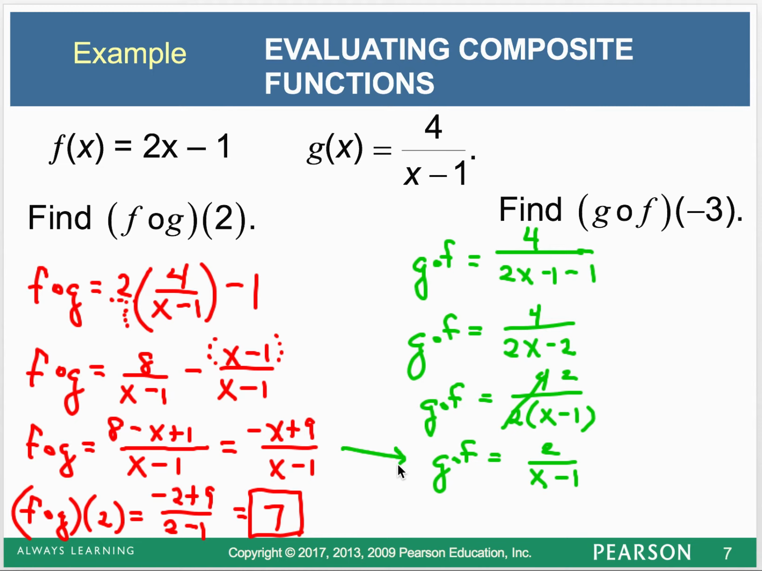Notice f of g and g of f are nowhere close to the same thing. So I've got to be careful about my order. Start with f, put g in. Start with g, put f in. But this question actually asks us to find g of f of negative 3. So I would have 2 over negative 3 minus 1, or 2 over negative 4, or negative 1/2.